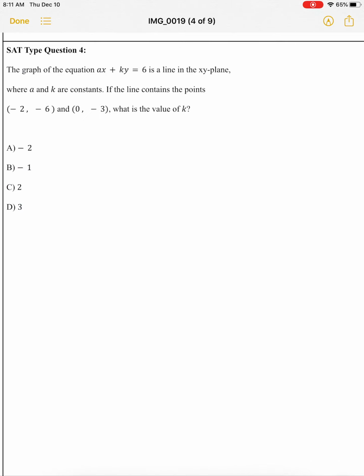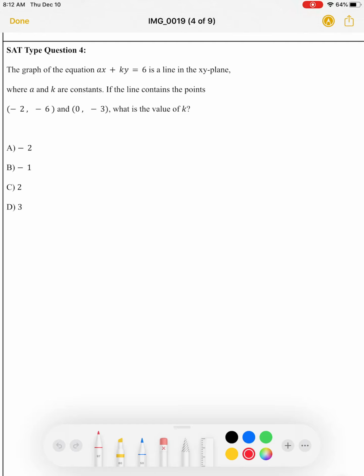Moving on to question 4, the graph of the equation ax plus ky equals 6 is a line in the xy plane, where a and k are constants. If the line contains the points (-2, -6) and (0, -3), what is the value of k?